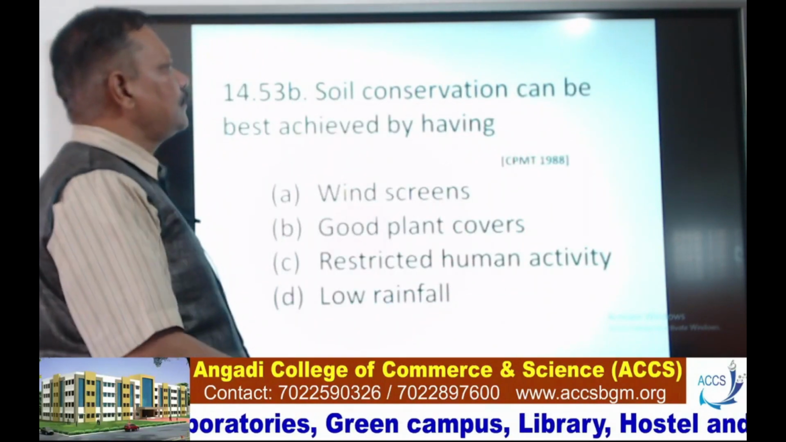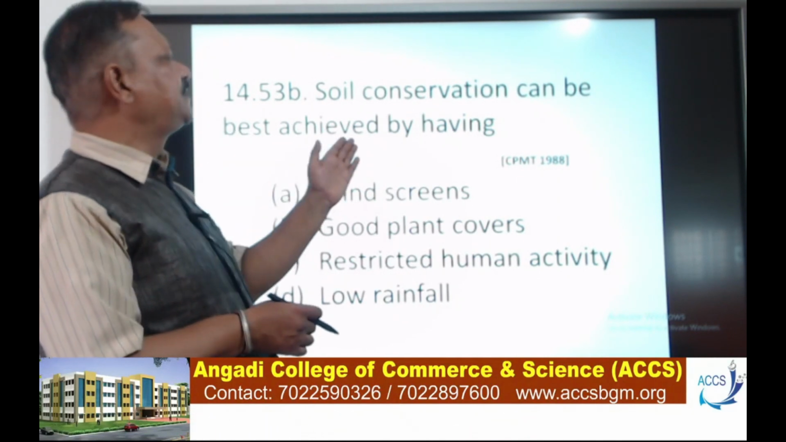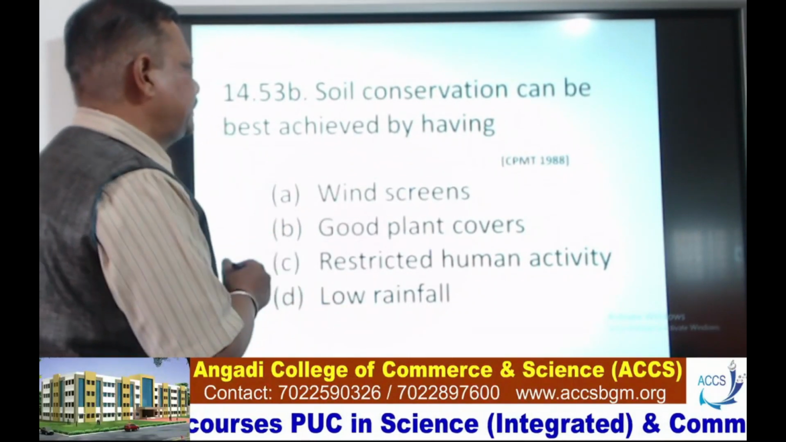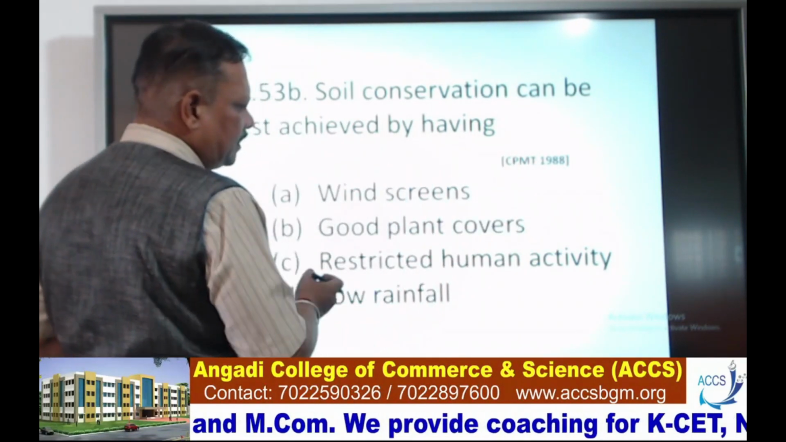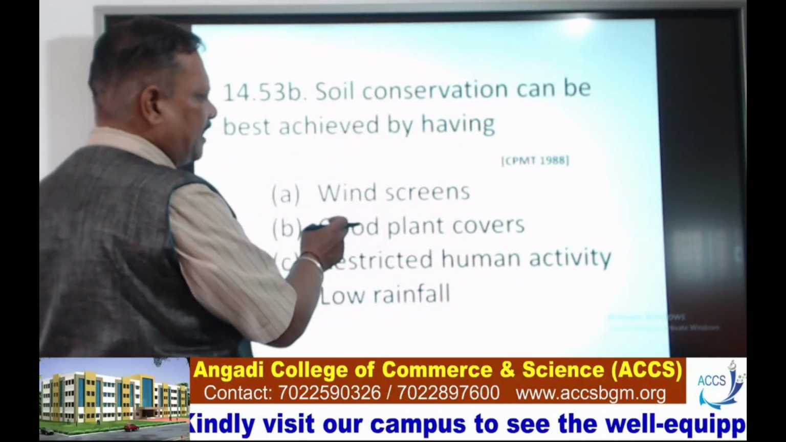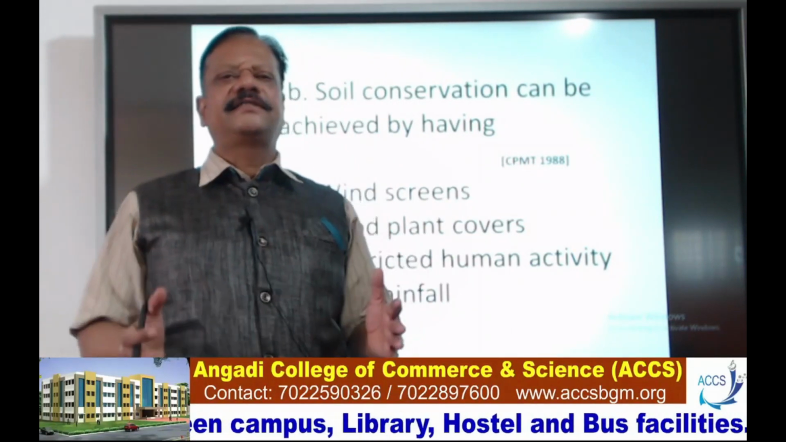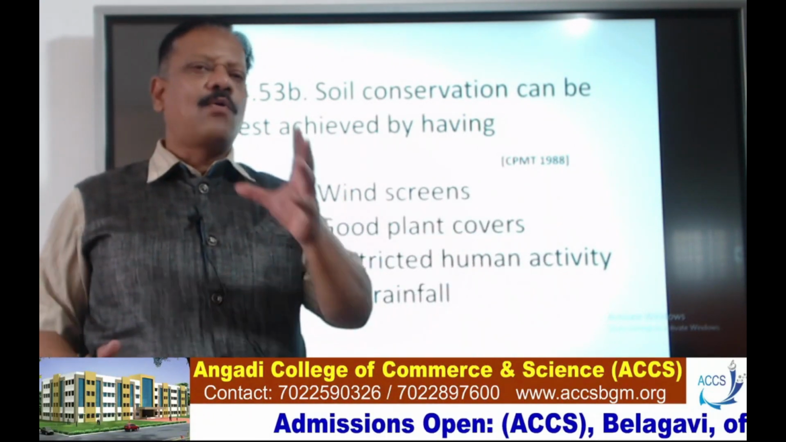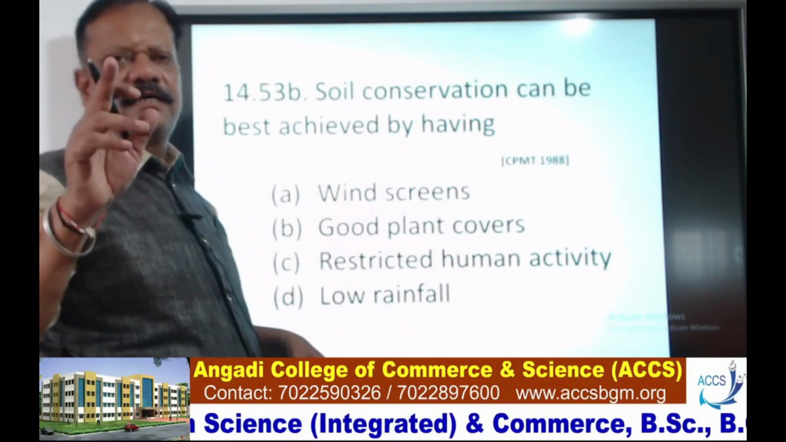Next, soil conservation can be best achieved by having, okay, how are you having soil conservation? Just see: wind screens, good plant covers, restricted human activity, low rainfall. The best example is good plant covers. If suppose any area is barren land, and everywhere the grass is formed, then it coats the soil. So as a result, option B, good plant cover, is the right answer.